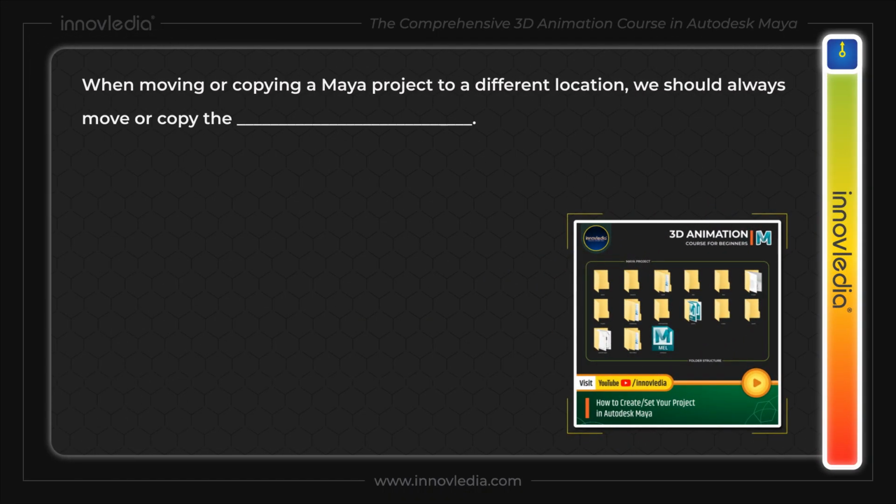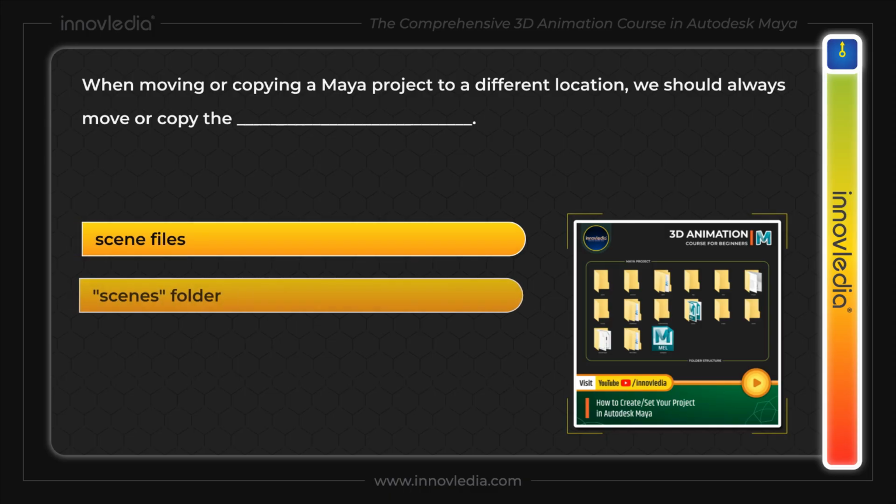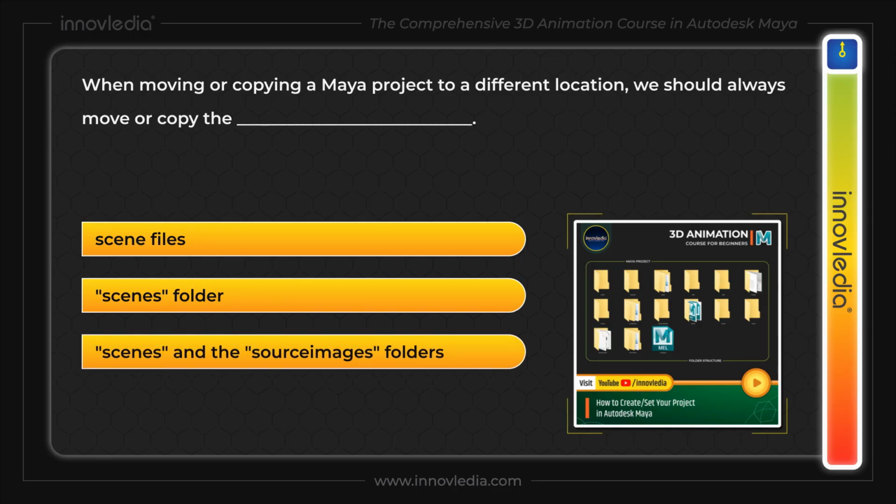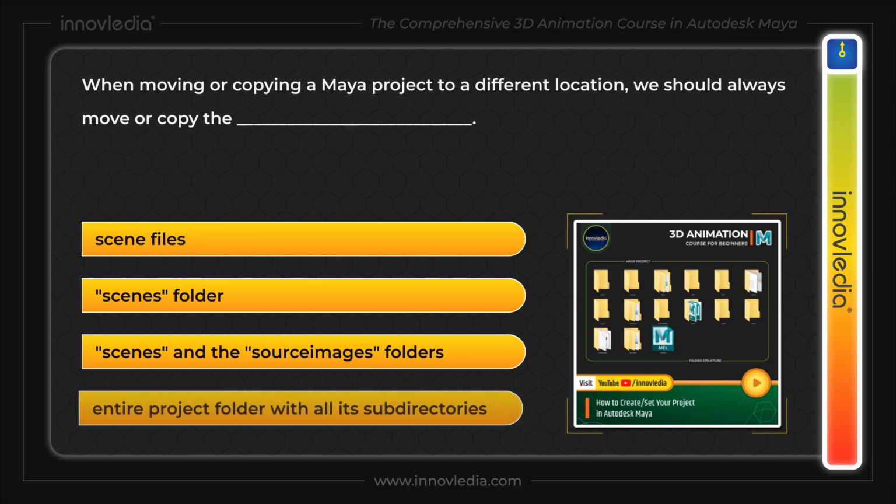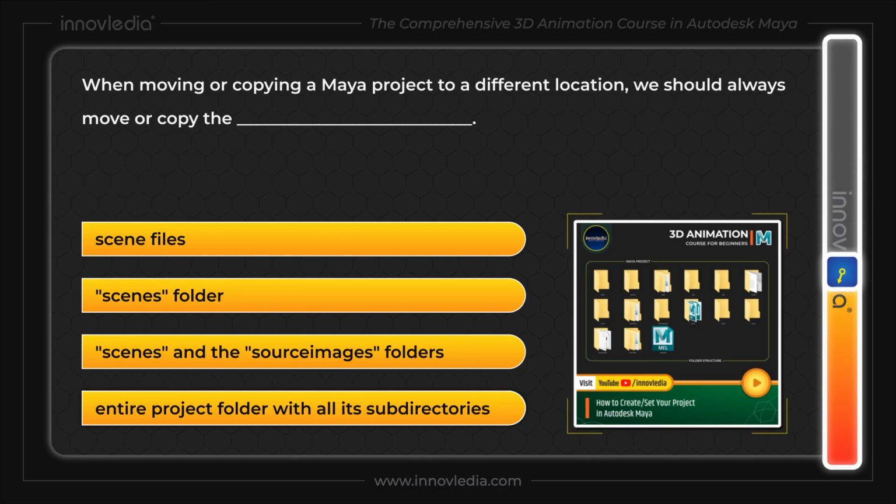When moving or copying a Maya project to a different location, we should always move or copy the dash. The options are Scene Files, Scenes folder, Scenes and the source images folders, Entire project folder with all its subdirectories. Your time starts now. And the correct answer is Entire project folder with all its subdirectories.